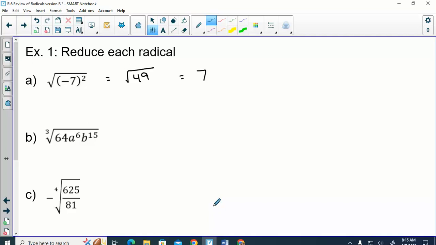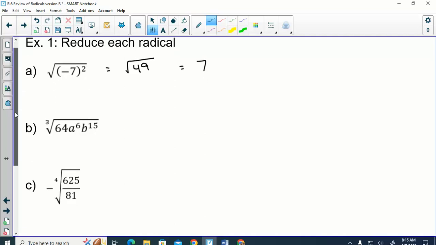All right, B. This is all one term because it's multiplied together. So we can do the cube root of all those individual pieces. So the cube root of 64. What to the 3rd power equals 64? 4. Yep. Everybody have a calculator if you need one. You can grab one off the counter.